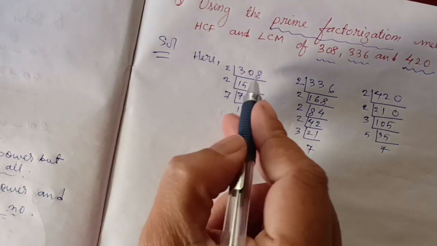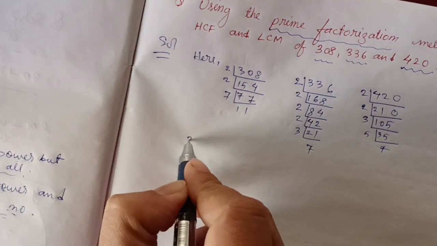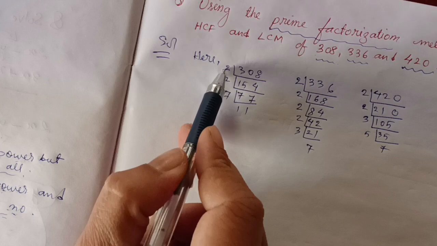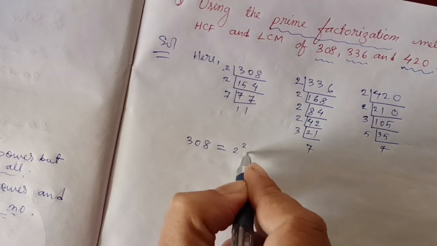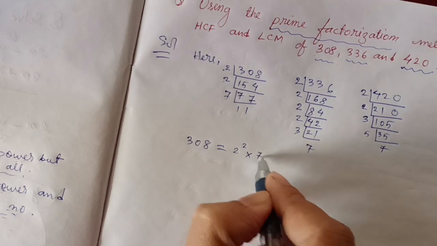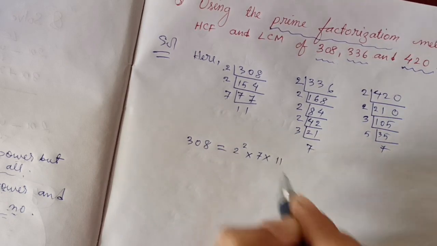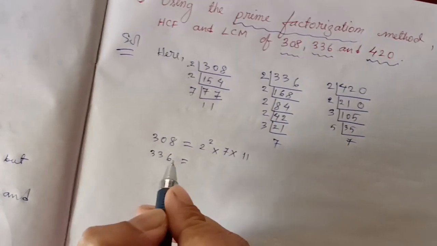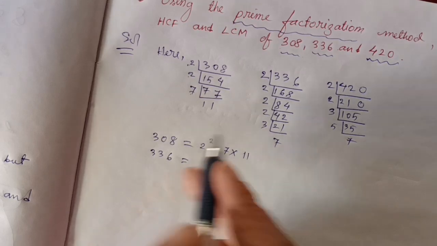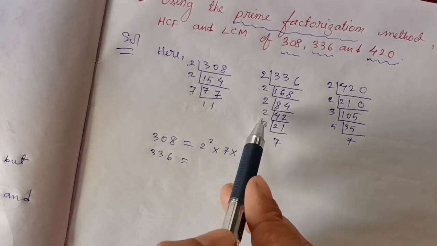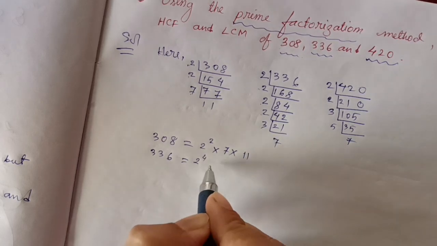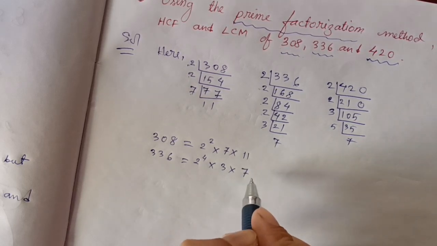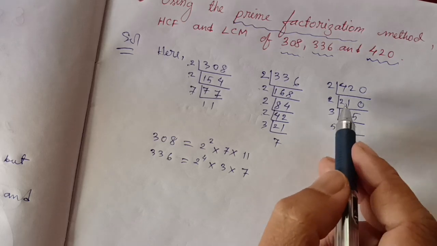Once we finish, we can write down the factors. This is 308. In this 308, how many 2s are there? 1, 2. So 7 is alone, 11 is alone. Then what about 336? For this 336, how many 2s? 1, 2, 3, 4. So 2 to the power 4. Then 3 is alone, 7 is alone.